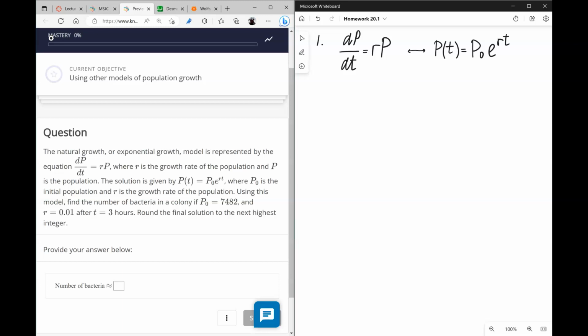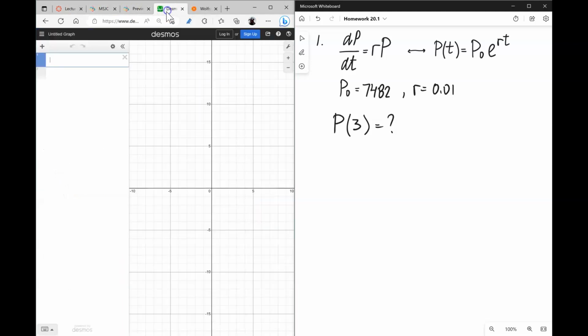So in our problem, P0 is given, R is given, and the question that we are asked to answer is this: find P of 3. And we have to take advantage of the fact that we live in 21st century. So let me show you how we can do this problem using this simple technology.